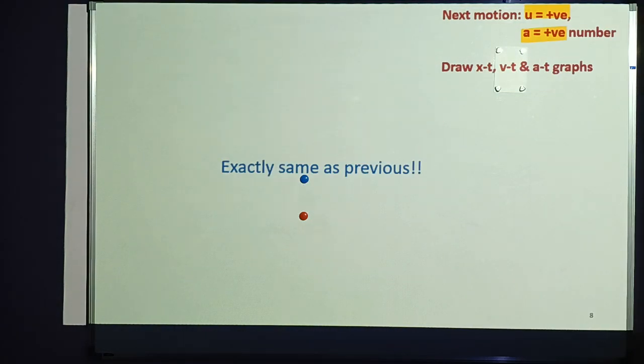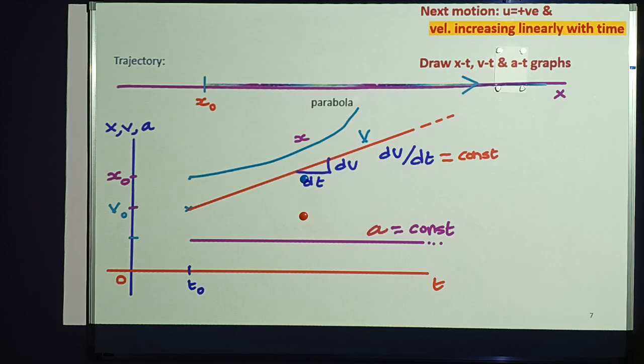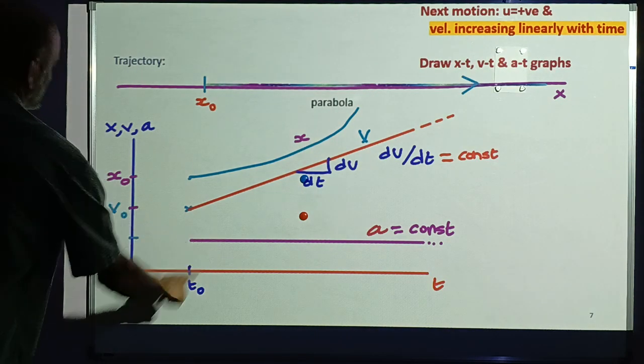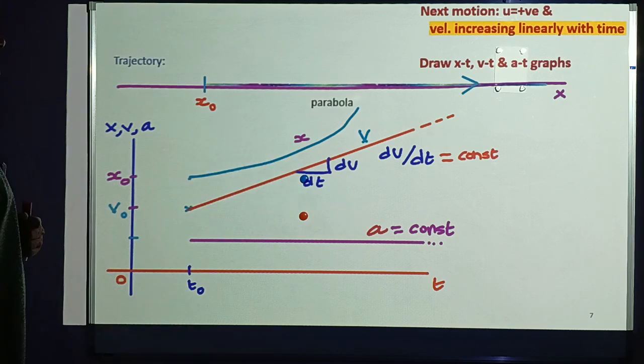Another simple motion is initial velocity u is positive and acceleration is also positive, and it's a constant, and it's a number. So it's a constant acceleration, which is exactly the same as the previous one. u is positive, initial velocity v naught is positive, and acceleration is positive. So it's exactly the same situation.